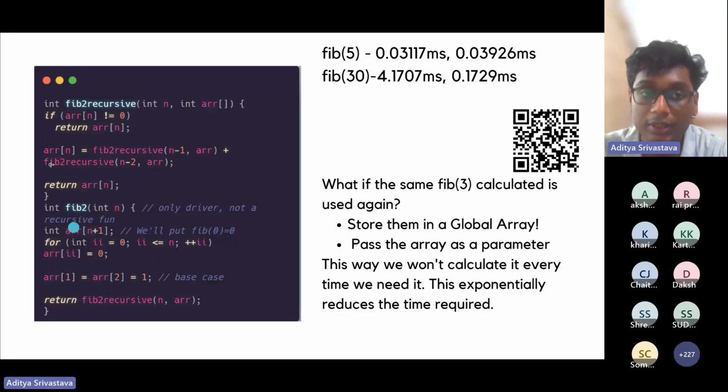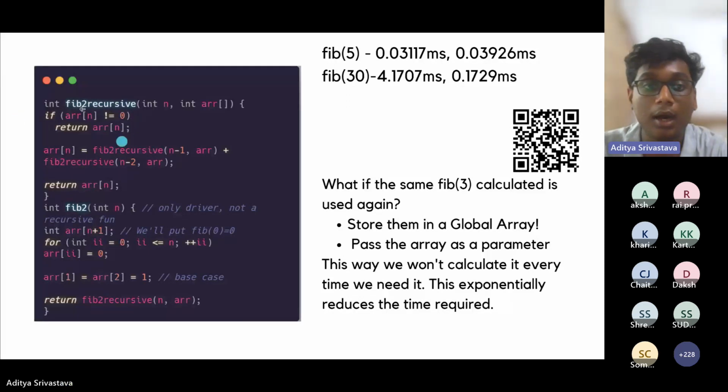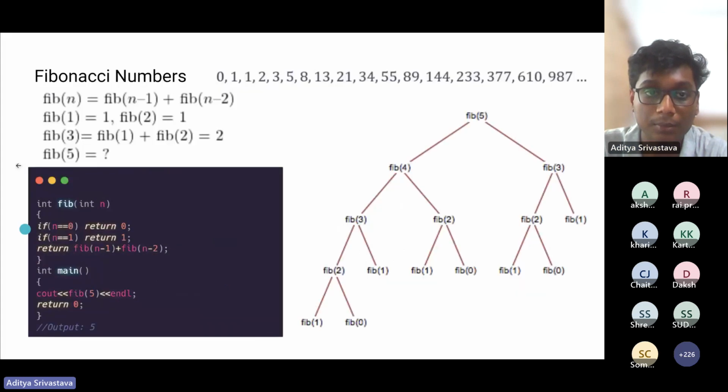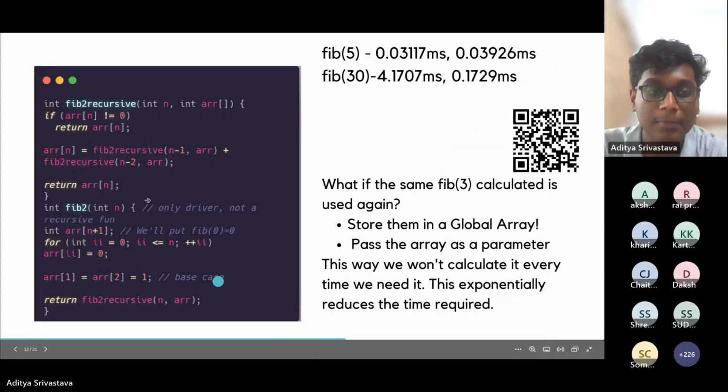Initially, this array is supposed to hold the fib values of any number which we will calculate here. Suppose initially we don't know the fib value of any number because we haven't executed the recursive function yet, so we set all of them to 0. And we set ARR of 1 and ARR of 2 to 1 because that is the base case. What we are doing is setting fib 0 as 0, fib 1 as 1, and fib 2 as 1 as the base case. And other things we'll calculate in the fib2 recursive.